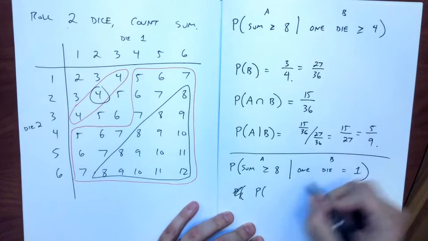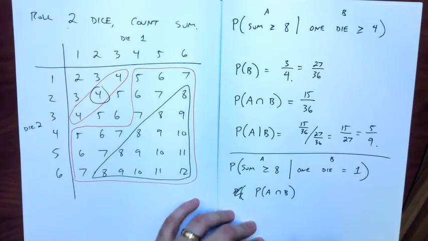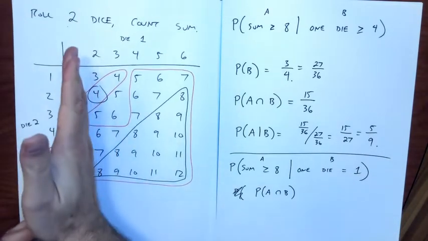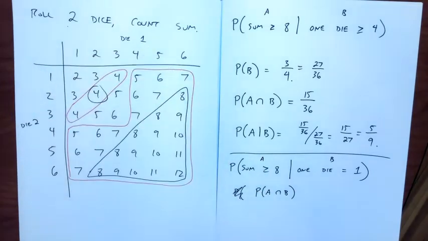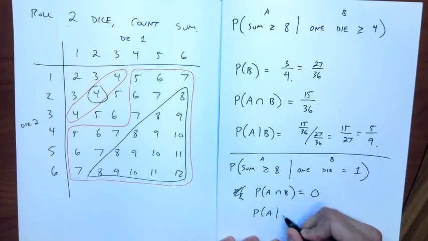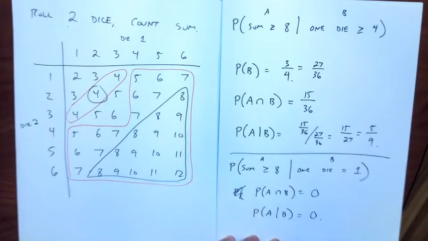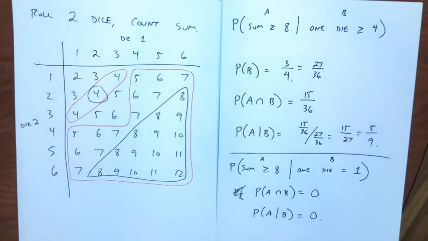If this is my A, this is my B, that's like saying that one die is equal to 1 means I'm either in this column or this row, and actually there are no outcomes where the sum is greater than or equal to 8, right? So the intersection here is 0, and that means the probability of A given B is equal to 0, right? Because if I tell you that B happened, there's no way that A happened, right? The sum being greater than or equal to 8 means that each of these dice has to have sufficient value to get me up to 8, right? Having one of the dice equal to 1 just won't cut it.